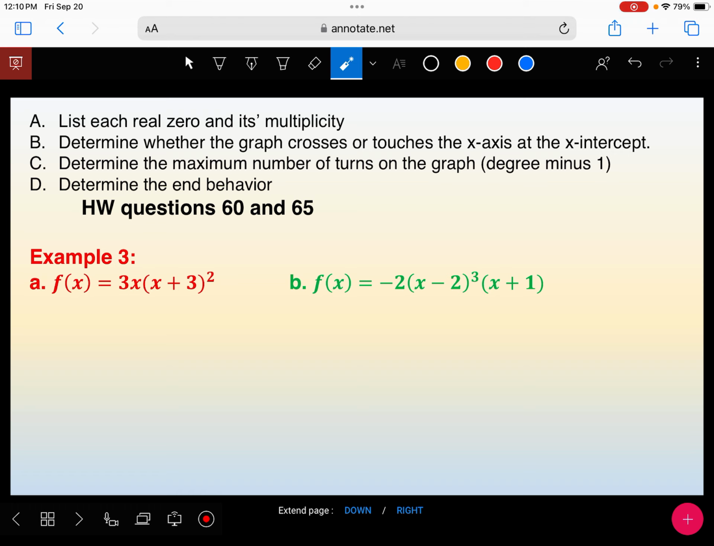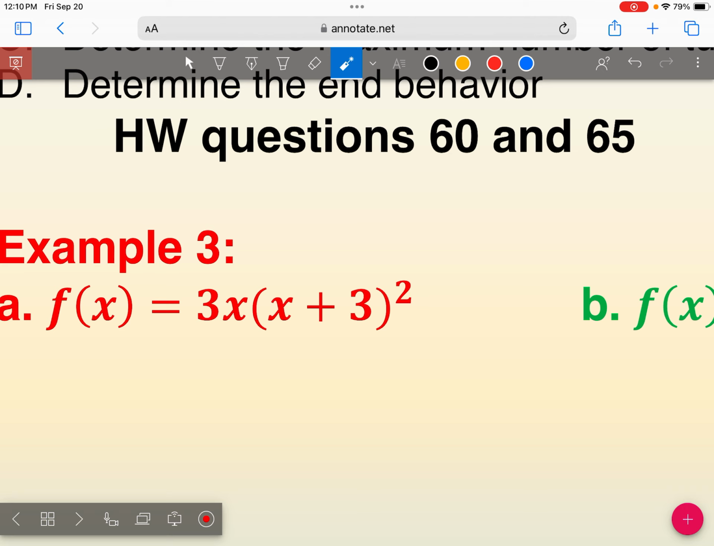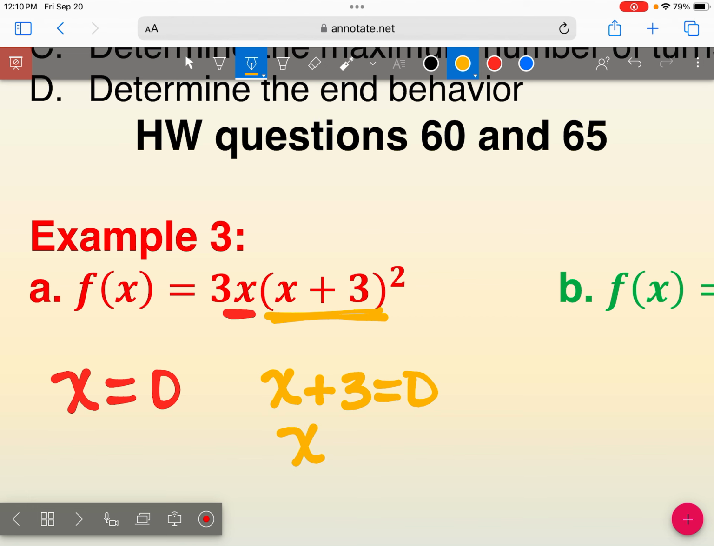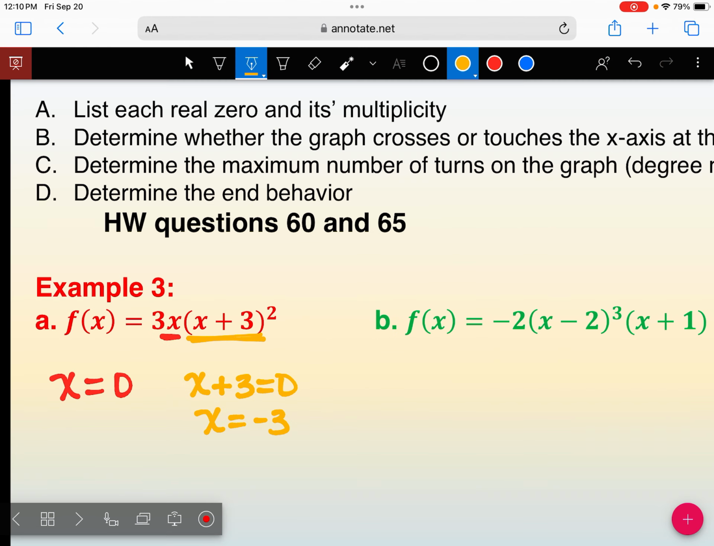Okay, so for the first one, it's asking us to list the zeros. In order to list our zeros, we start off by setting our factors equal to 0. So this is a factor, and this is a factor. When I set x equal to 0, I get 0. There's nothing to solve there. But when I set x plus 3 equal to 0, what do I get? Negative 3.